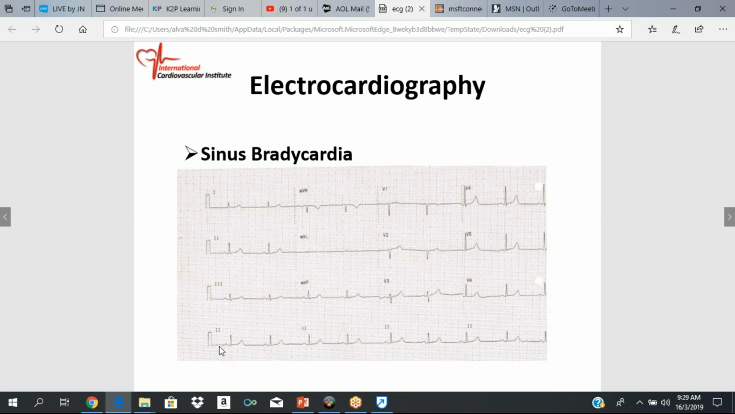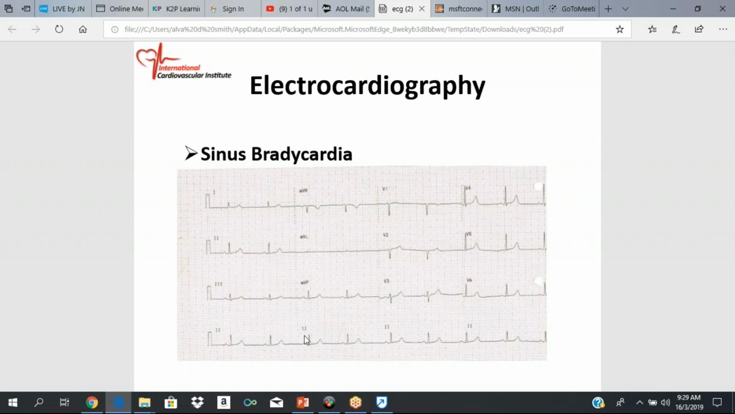This is your rhythm strip because it does not change leads. It is all lead 2. So this R wave falls on this big block, and this R wave falls on this one. How many big blocks separate the RR interval? You have 1, 2, 3, 4, 5, 6. So the heart rate is equal to 300 divided by the number of big blocks separating the RR interval. So it is 300 divided by 6, which is equal to 50. So this heart rate is 50 beats per minute.